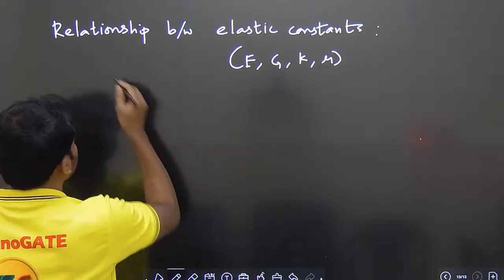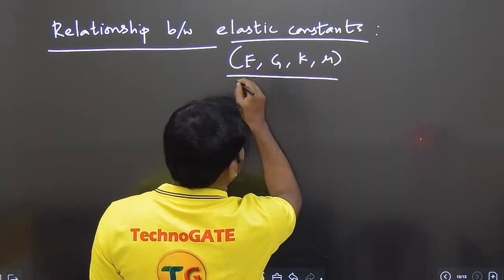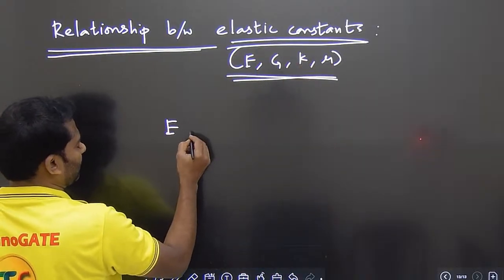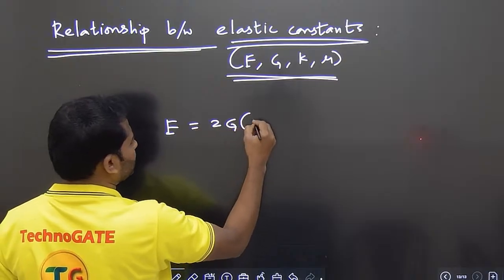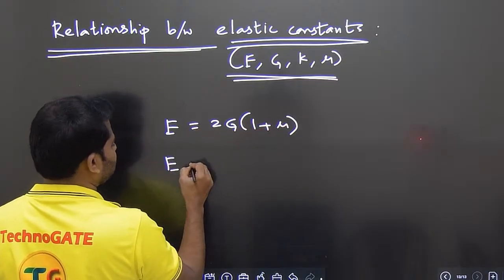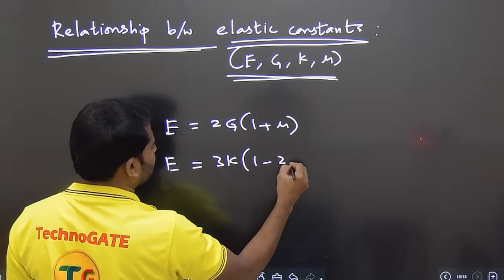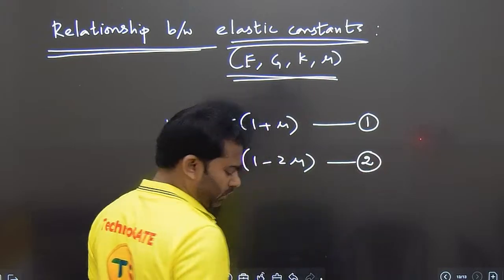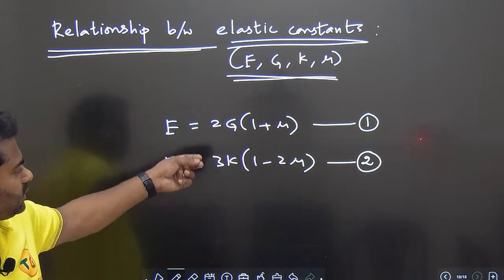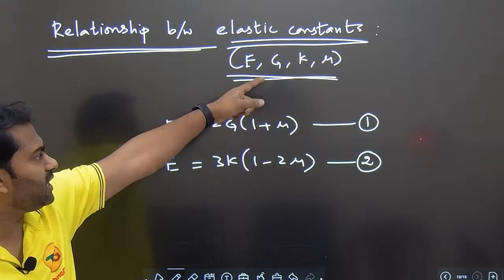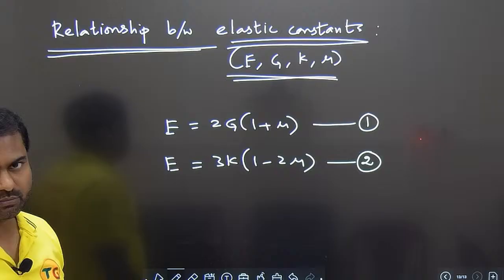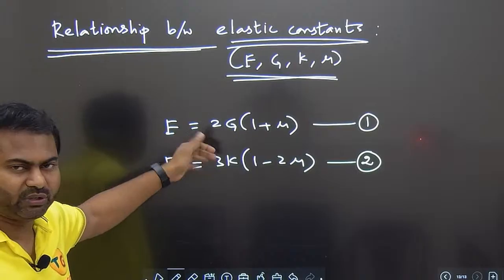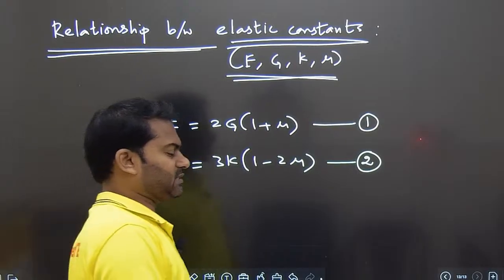Clear? So what is this basically? The relationship is, you don't need to worry about the derivation here. Only two formulas are there. E is equal to 2G into 1 plus mu, and the other one is E is equal to 3K into 1 minus 2 mu. These are equation number 1 and equation number 2. So if you know at least two of the values out of those four, E, G, K, mu, you can easily get the other two values, because we have two equations. If your unknowns are two, you can easily calculate them. So the relationship between elastic constants is like this.